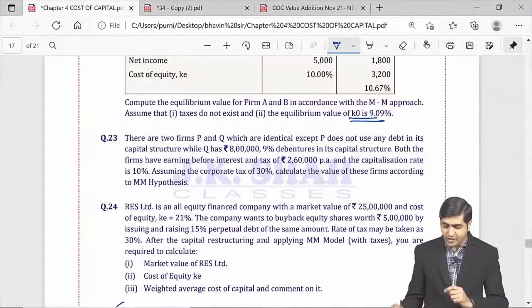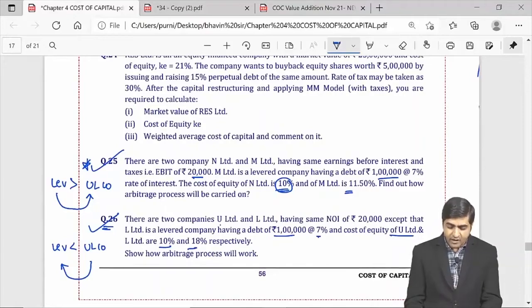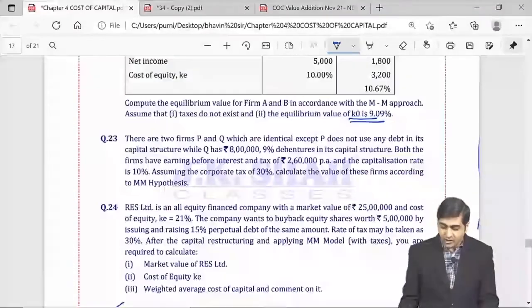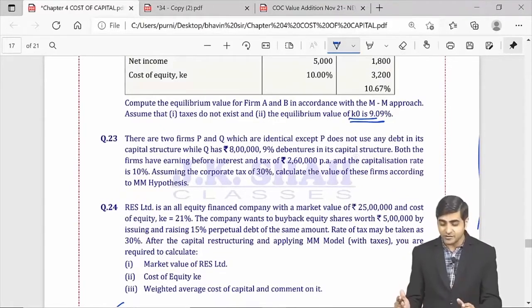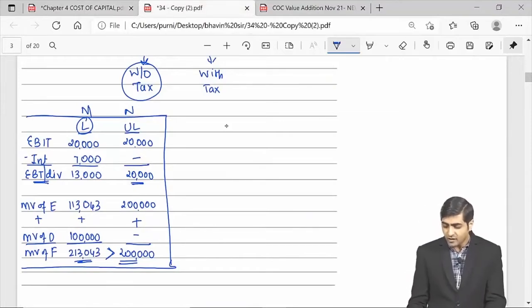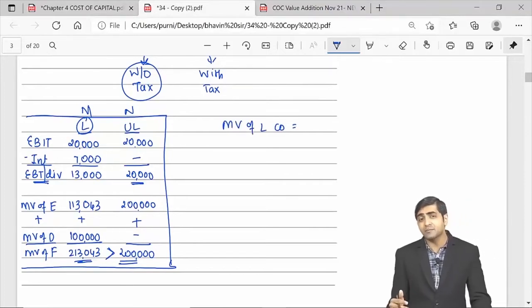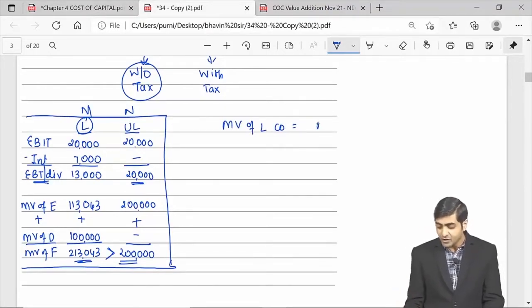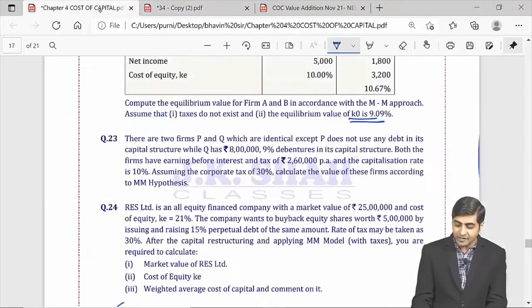Now question number 23, 24. Okay, so among question number 25 and question number 26, you can revise one question one day before the examination. And between question number 23 and 24, this is regarding the with-tax hypothesis. In this particular question, whatever the market value of the levered company is, that will definitely be more as compared to the market value of the unlevered company. Your market value of levered company will be the market value of unlevered company plus debt into tax rate. So that's how the market value of the levered company will be determined.